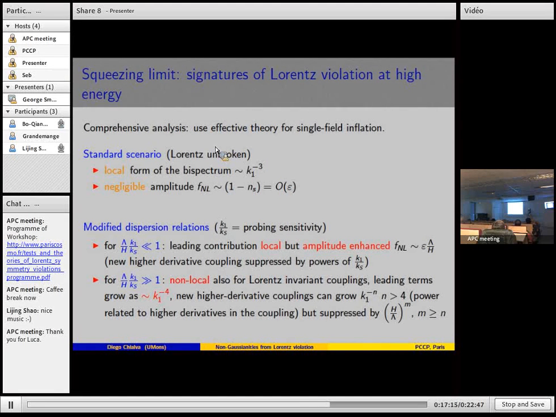And if you're interested in higher derivative couplings, because when you have Lorentz violation you will have some kind of higher derivative couplings, because you have all sorts of tensor structures, well, they actually grow even faster, with a power n larger than 4. But the problem is that they will all be suppressed. So the overall picture is that if the probed perturbation were not super horizon at the scale of Lorentz violation and WKB violation, I get not a local spectrum and not the same negligible amplitude.